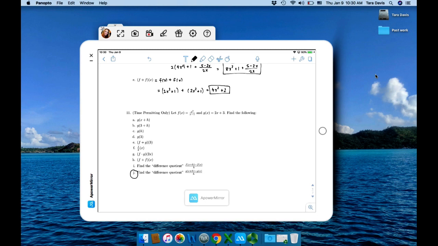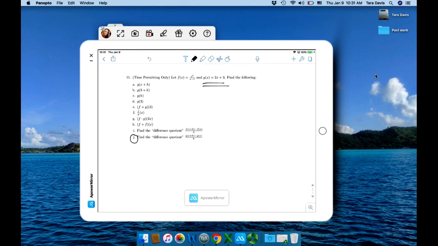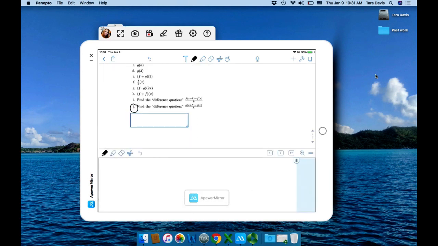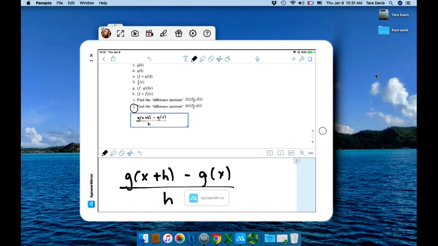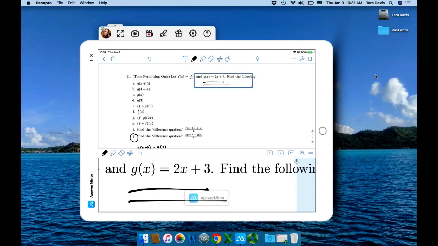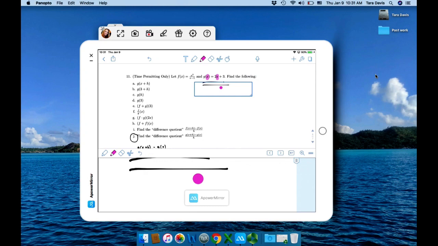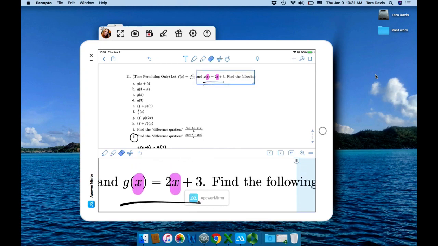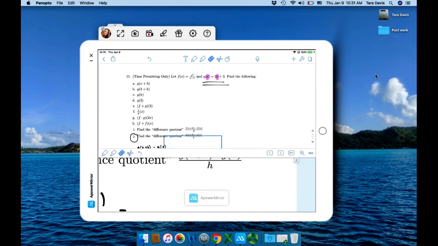Okay, so in this example, g of x is 2x plus 3, and we're going to find the difference quotient g of x plus h minus g of x all over h. So step by step, first we find g of x plus h. So that means that in this formula, where I see the x here and here, I need to totally replace it with x plus h. So it's going to be 2 times x plus h plus 3.